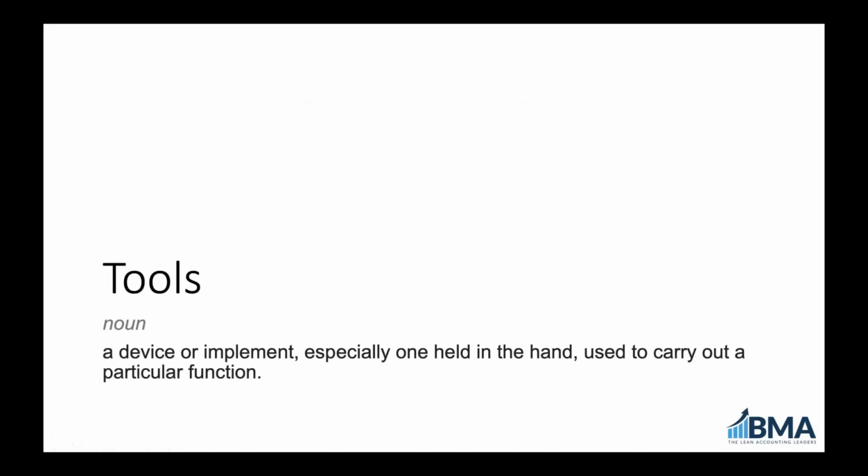So let's now move on to the tools. And from an online dictionary, I put in the definition of what a tool is. And in lean management accounting, the tools are really the numbers. The particular function is analysis and decision making. So I want to just do a quick review of the tools, then we'll talk about practices.